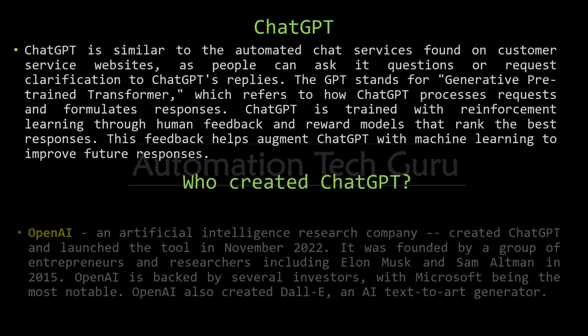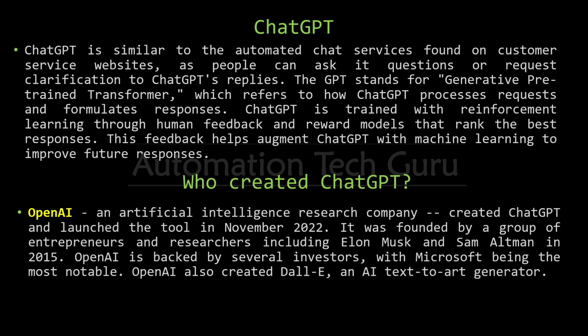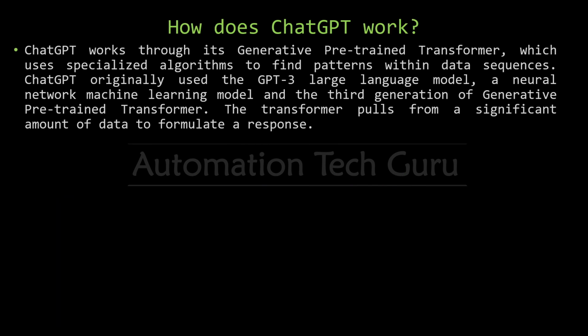Who created ChatGPT? OpenAI, an artificial intelligence research company, created ChatGPT and launched the tool in November 2022. It was founded by a group of entrepreneurs and researchers, including Elon Musk and Sam Altman, in 2015. OpenAI is backed by several investors, with Microsoft being the most notable. OpenAI also created DALL-E, an AI text-to-art generator. How does ChatGPT work?